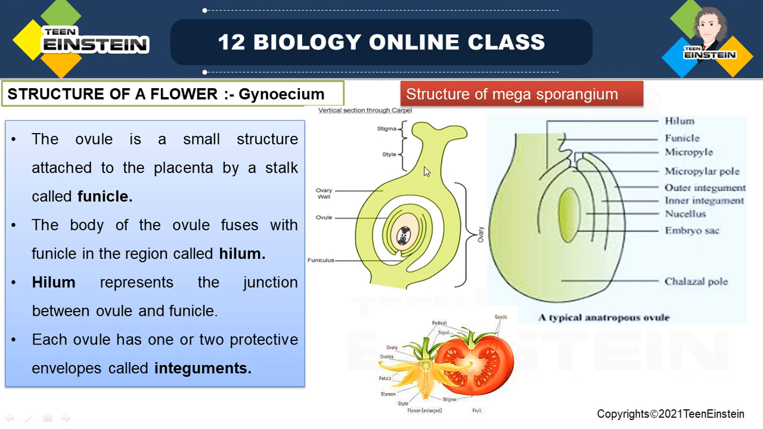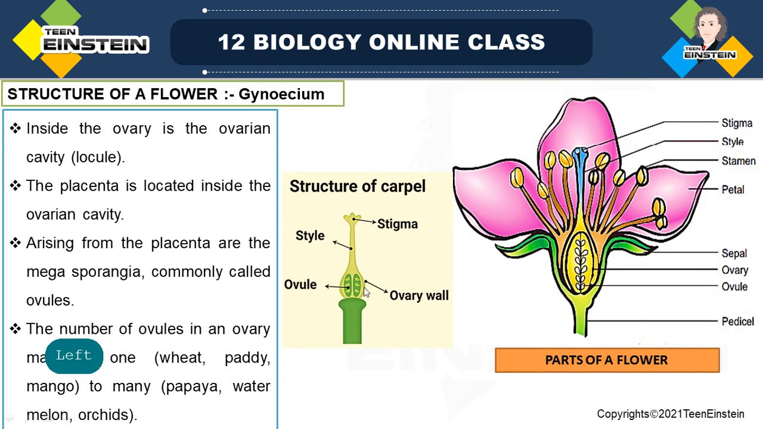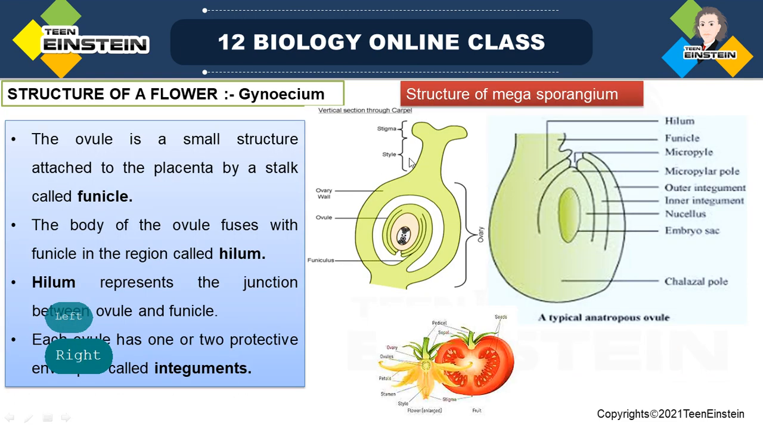So in the first diagram you can see an anatropous ovule inside a pistil. This is the pistil. Okay, see here we have told the structure of a pistil. So inside this pistil, that part we are zooming, this is the ovarian cavity, and inside that one ovule. Okay, this ovule is connected to the placenta. So this is the ovary part, this is the style, and here the stigma.